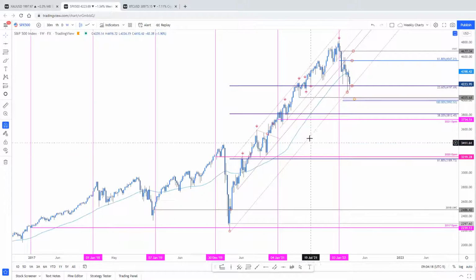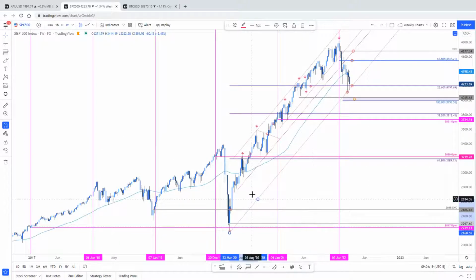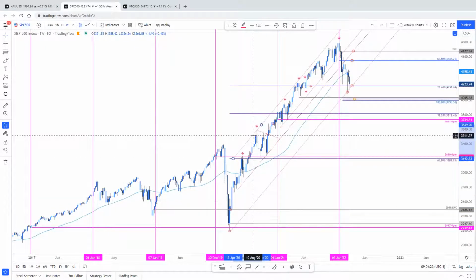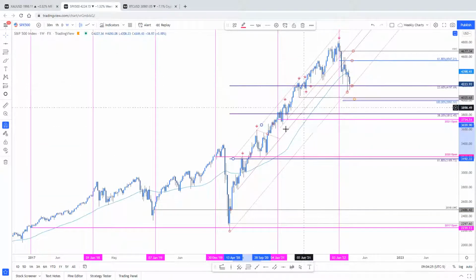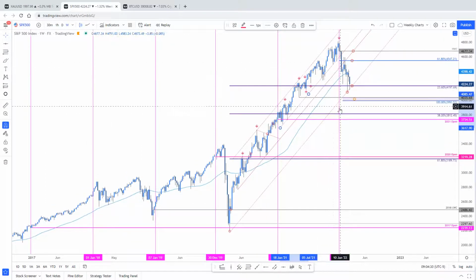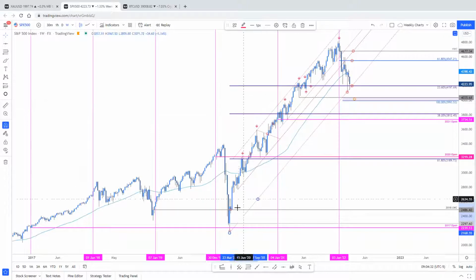This is the same slope from the original slope we've been looking at. This is the origin, parallel, resistance, resistance, resistance, parallel, support, support, all through last year. A parallel extending off of the 2020 lows. Support 2 weeks ago, support once again.